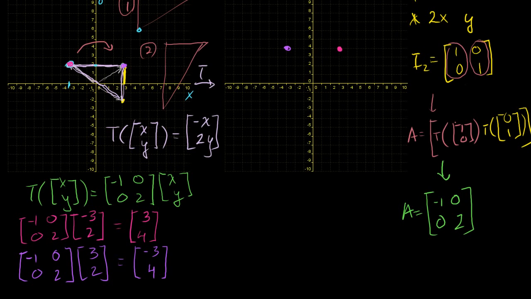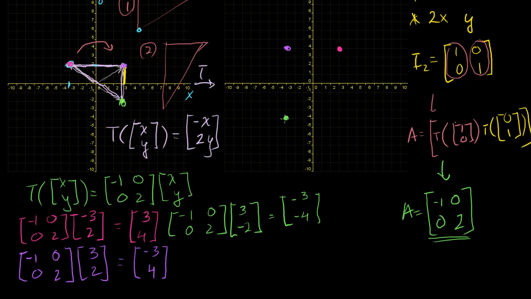And then finally, let's look at this point right here. Apply our transformation matrix that we've engineered. Let's multiply minus 1, 0, 0, 2 times this point right here, which is 3, minus 2. Which is equal to minus 1 times 3 is minus 3. And then 0 times minus 2 is just 0. So this becomes minus 3. And then 0 times 3 is 0. 2 times minus 2 is minus 4. So minus 3, minus 4. So this point right here becomes minus 3, minus 4. Becomes that point right there.